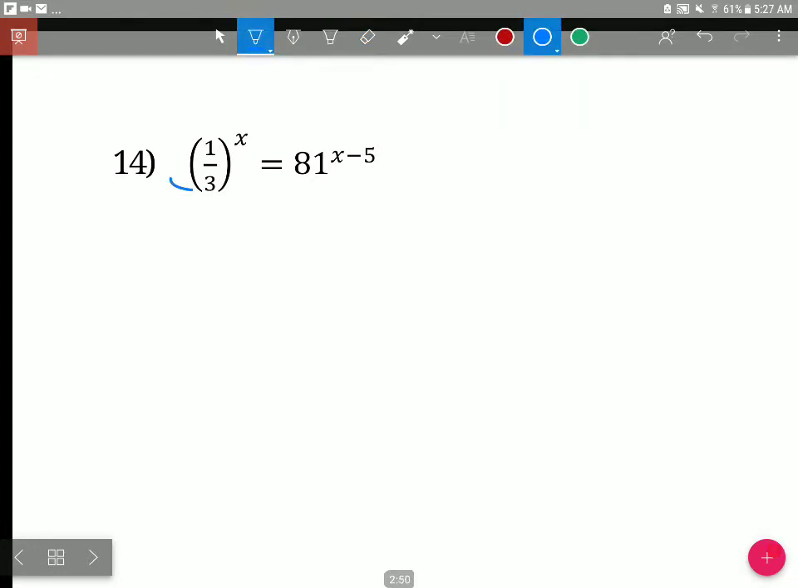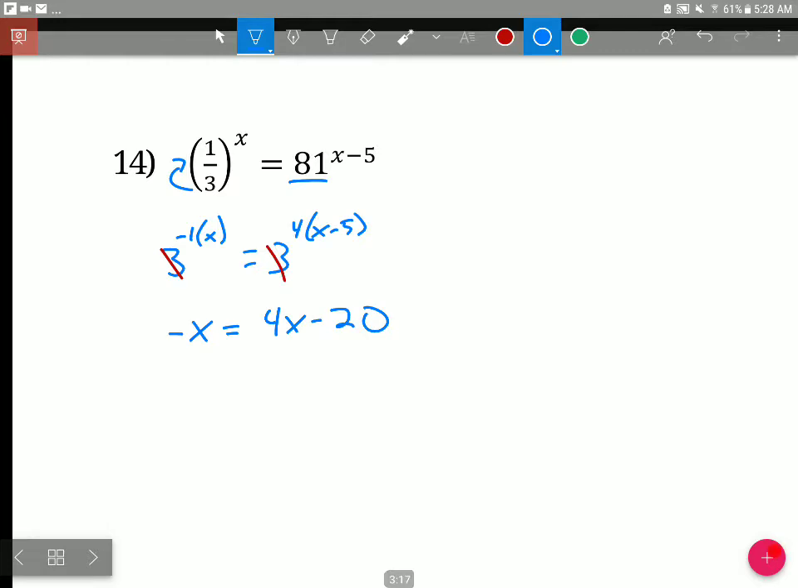So this 3 needs to be moved up, so that becomes a 3 to the negative 1. And I'll multiply it by its old exponent. Okay? 81 is 3 to the 4th. And I'm going to multiply by the old exponent. Cool? And from here, I'm confident you can do it on your own. If you can't, we need to talk. And that's okay. But, here we go. So that's 4x minus 20.